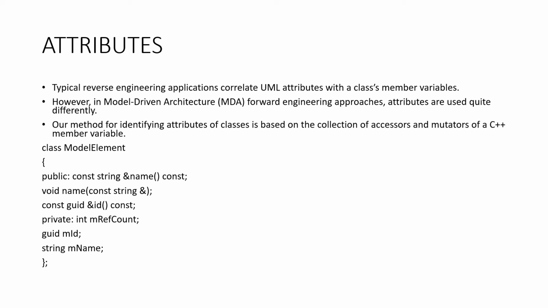Attributes. Typically, the reverse engineering application correlates UML attributes with a class's member variables. However, in this model, we derive the architecture using model-driven architecture and forward engineering approaches, and attributes are used differently. Our methodology for different attributes and classes is based on the collection of accessing of C++ member variables.